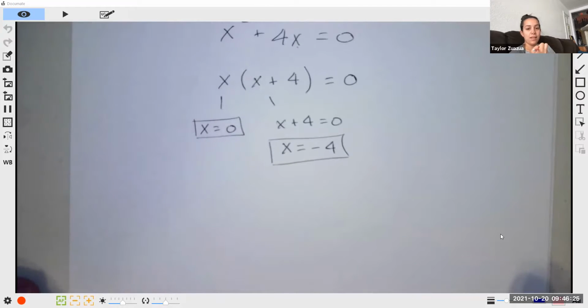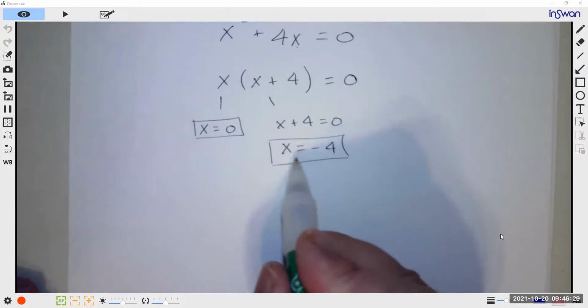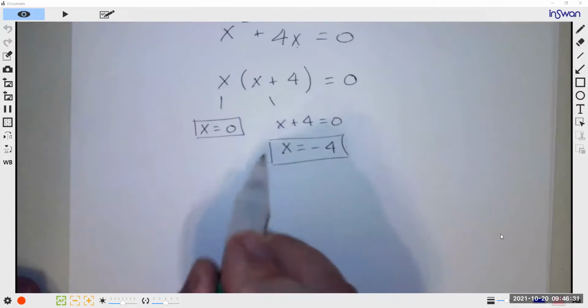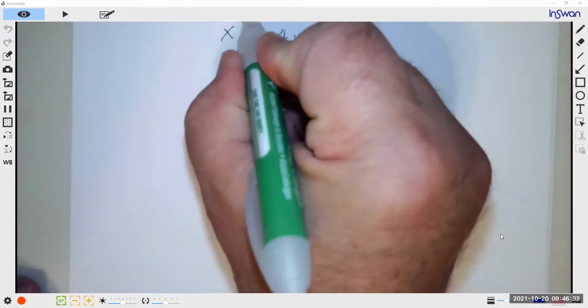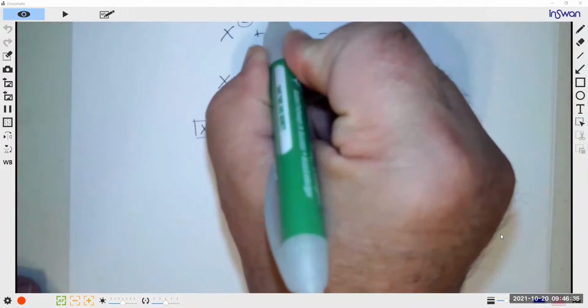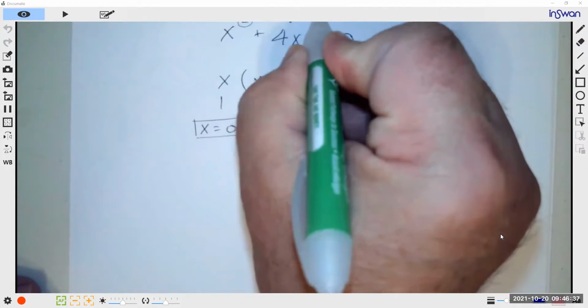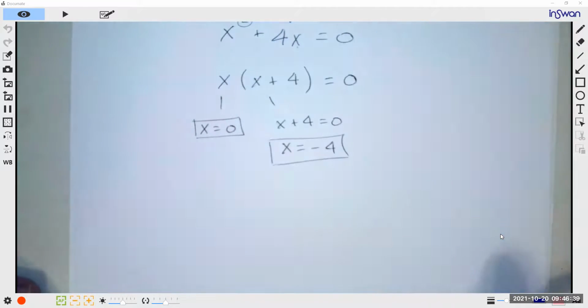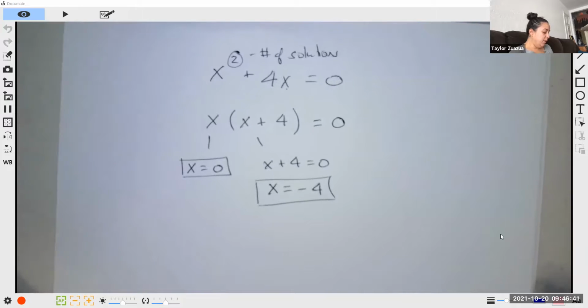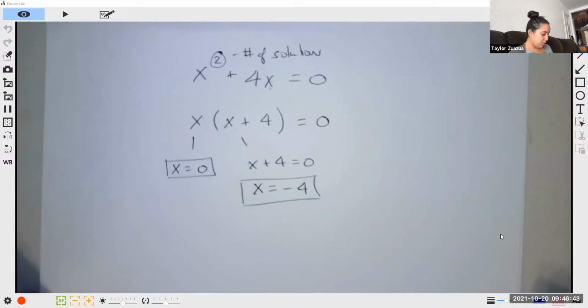So it's not wrong if it says x equals -4. No, that's what's supposed to be. It's both of these answers, because the exponent tells you the number of solutions.